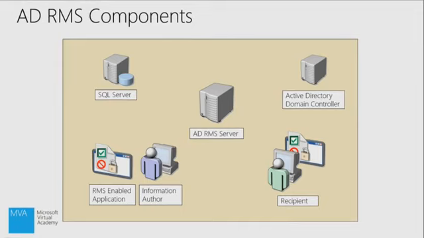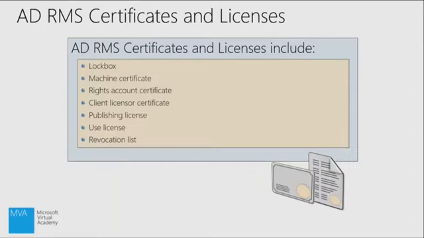consuming this information. I don't want to say the odd component, but the unusual component in the upper left-hand corner, SQL Server. AD RMS actually stores all of the information being saved in terms of what the rights are and who has those rights to the different content being produced in SQL Server. So all of these are required components. I guess a recipient may not be a required component, but it's probably useful to have a recipient for content you're authoring.